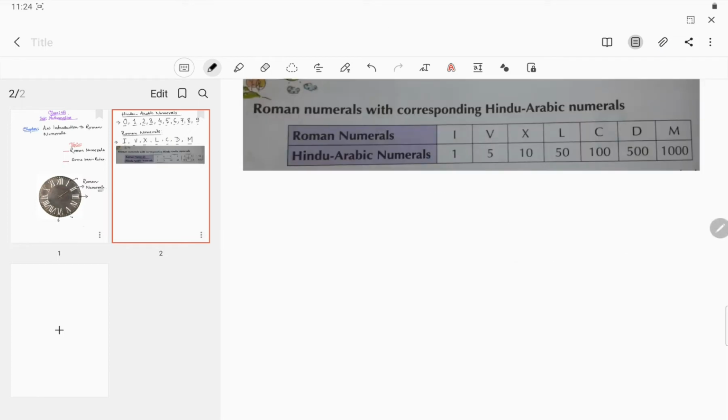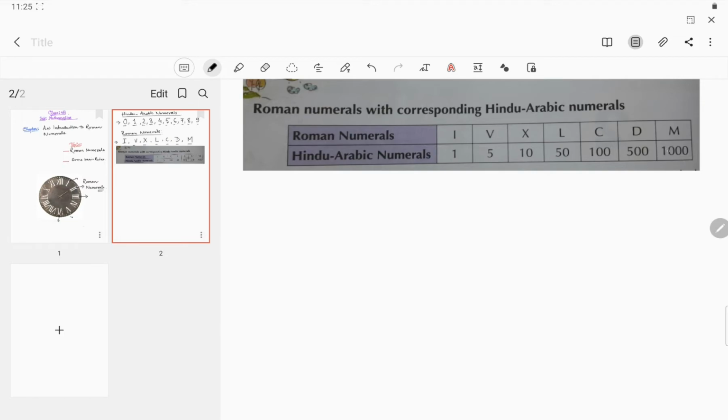Now we are going to show you Roman numerals with corresponding Hindu Arabic numerals. Such as, I represents 1 in Hindu Arabic numerals, V represents 5, X represents 10, L represents 50, C represents 100, D represents 500, M represents 1000.